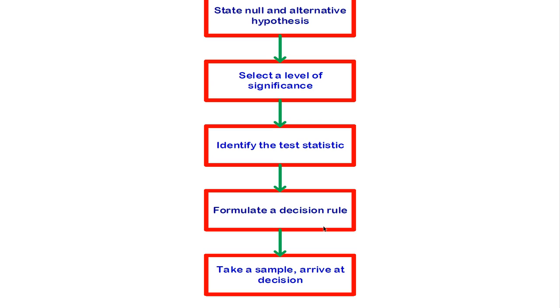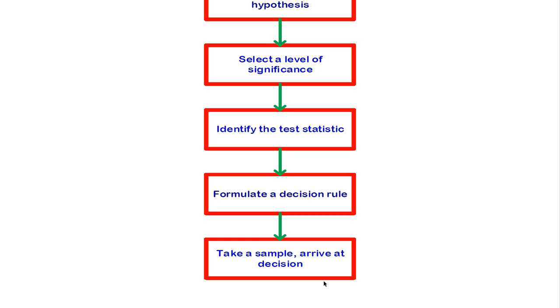In the final stage, we arrive at a decision, depending on whether the value of our test statistic lies in the acceptance region or in the rejection region. On the basis of this value, we take a decision either to reject H naught or to accept H naught.